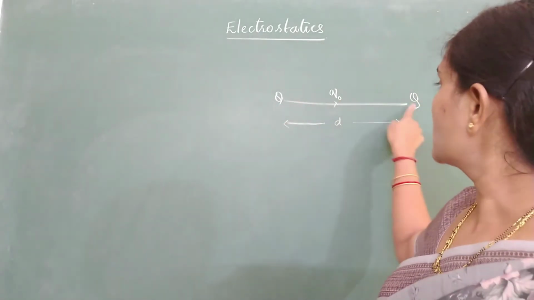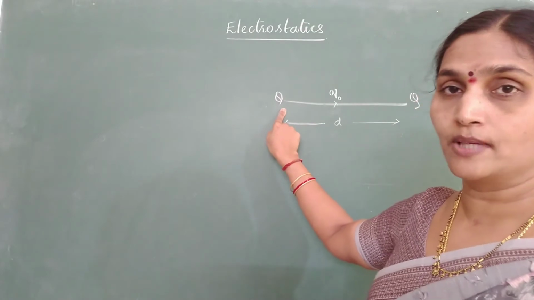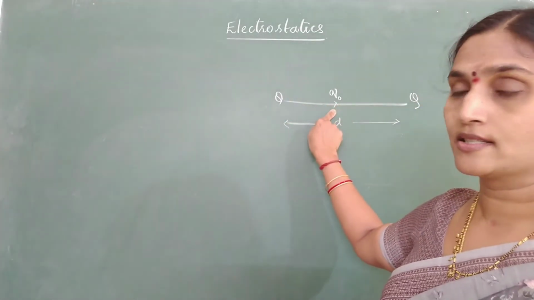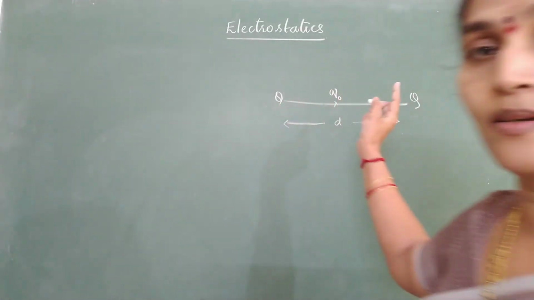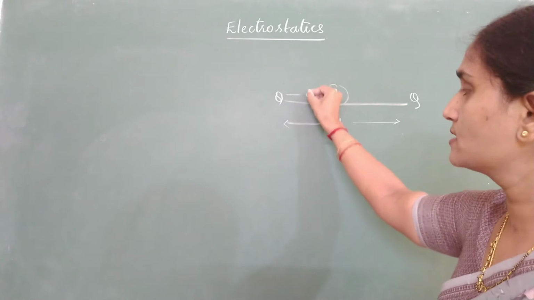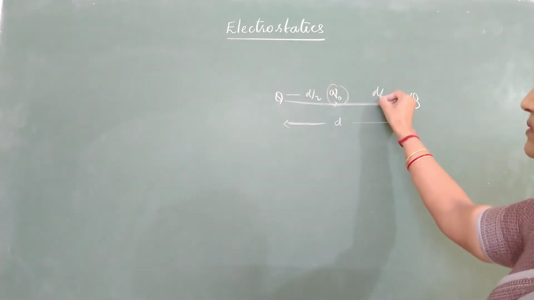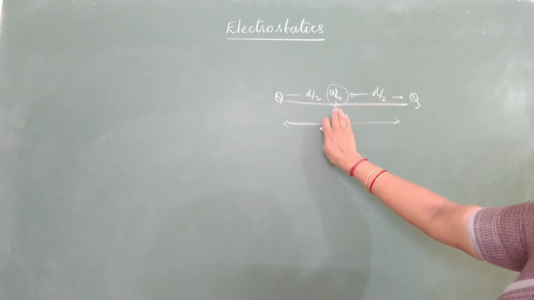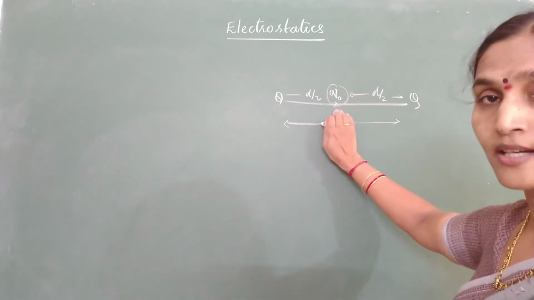So we know because both the charges are of like type, similar type of charges, where should you place the third charge? Exactly at the center. Then only the forces will get balanced. To get the magnitude of Q naught, this is d by 2, d by 2. Distance should be equal to get the net force on Q naught to be 0.